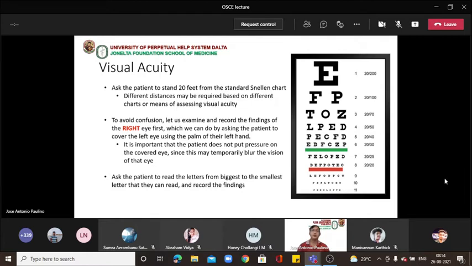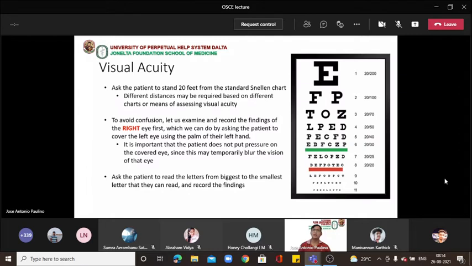We ask the patient to read the letters from biggest to smallest. If you notice here in the Snellen chart, the biggest letter is the letter E, which gives us a visual acuity score of 20 over 200. If you wonder why the numerator is always 20, it is because that is what the patient sees. Remember, the patient is 20 feet away from the Snellen chart. So if the patient sees the letter E at 20 feet away, that is 20 over what a normal person would see. A normal person would see the letter E at 200 feet away.